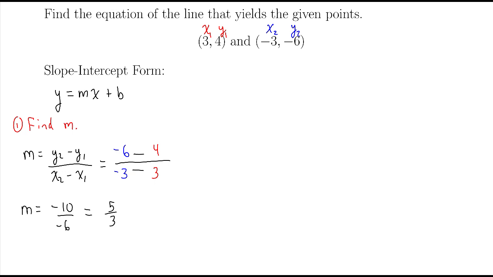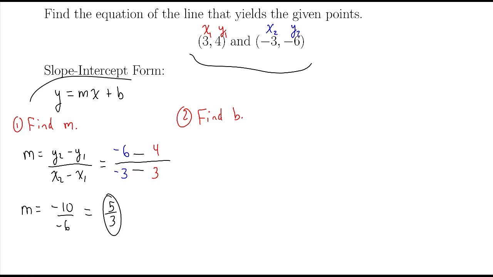So we have m. The second step is to find b. Here we'll use one of these points, the slope that we found, and the slope-intercept form of the equation, y equals mx plus b. Pick one of these points, because the ordered pair is telling you that the x and the y value are tied together in some way. We want to figure out the equation that ties them together, so let's use one of those points.